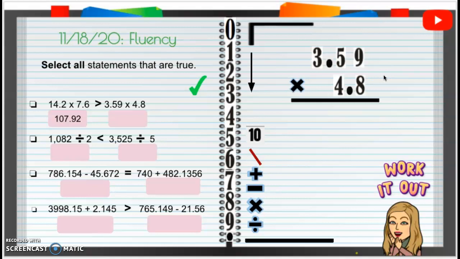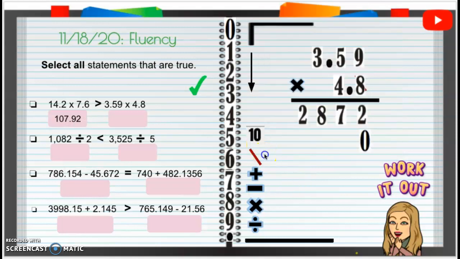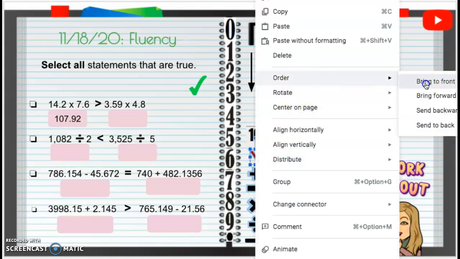8 times 9 or 9 times 8 is going to be 72. 8 times 5 is 40, plus 7 is going to be 47. 8 times 3 is 24, plus 4 is going to be 28. All right, I'm done with these remainders, so I'm going to delete them. And also I'm going to cross off our 8 and put our placeholder 0. So now we can start multiplying.